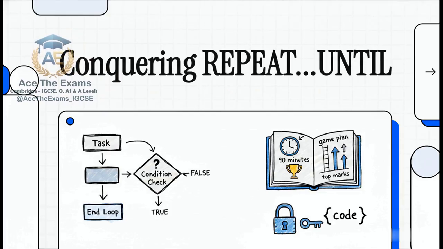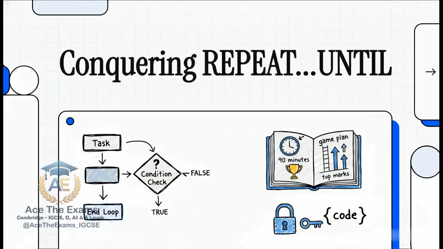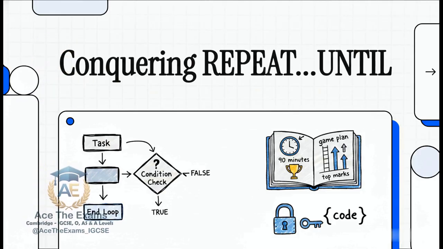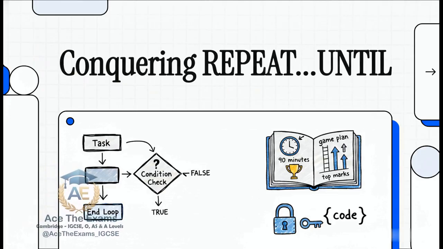We aren't just going to look at basic code today, we're going to look at the examiner's blueprint to understand exactly how to secure every single available mark. This is your ultimate strategy session, so lock in.